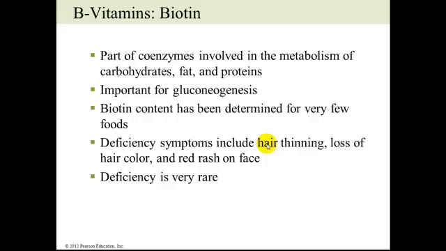The next of the B vitamins is biotin. And biotin, interestingly, is very important in gluconeogenesis. And gluconeogenesis is the process of making glucose from non-glucose sources or non-carbohydrate sources. Biotin content has not readily been reported for many foods. The deficiencies of biotin include things like hair thinning, loss of hair color, rashes, but deficiencies are actually quite rare.